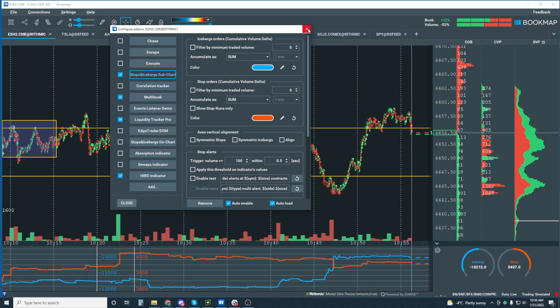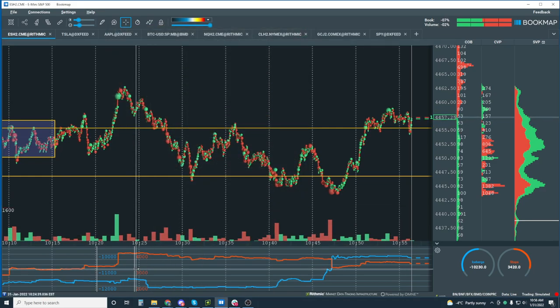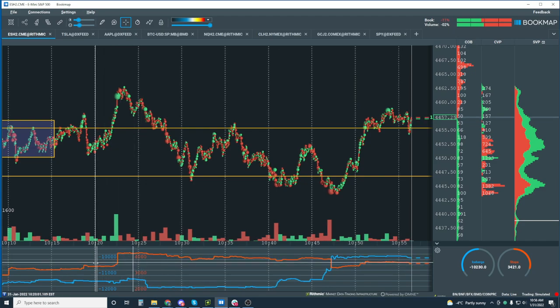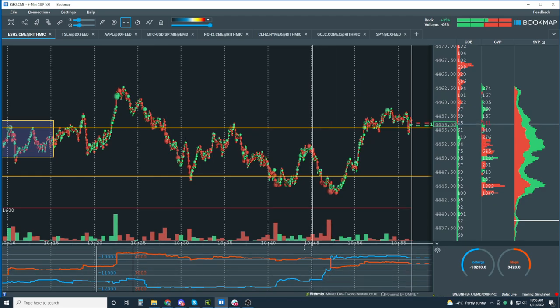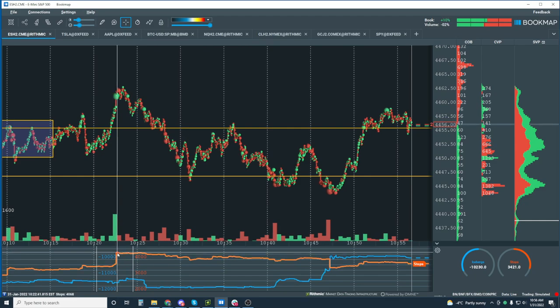I like it because, make sure on the axis alignment that none of these boxes are checked. So what I get here is two different axes. The red one is for the stops and the blue one is for the icebergs, but that's fine. I know that they're different. I just need the context of the moves. Like, I know this is a pretty big move in the stops.